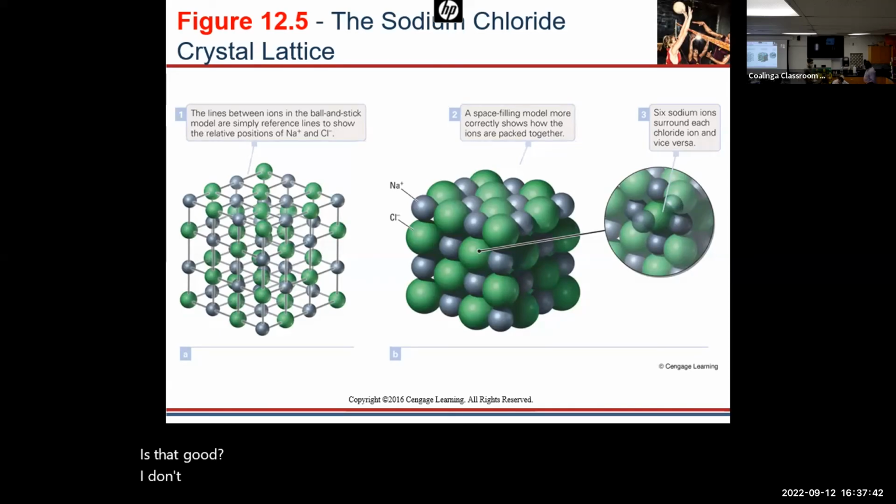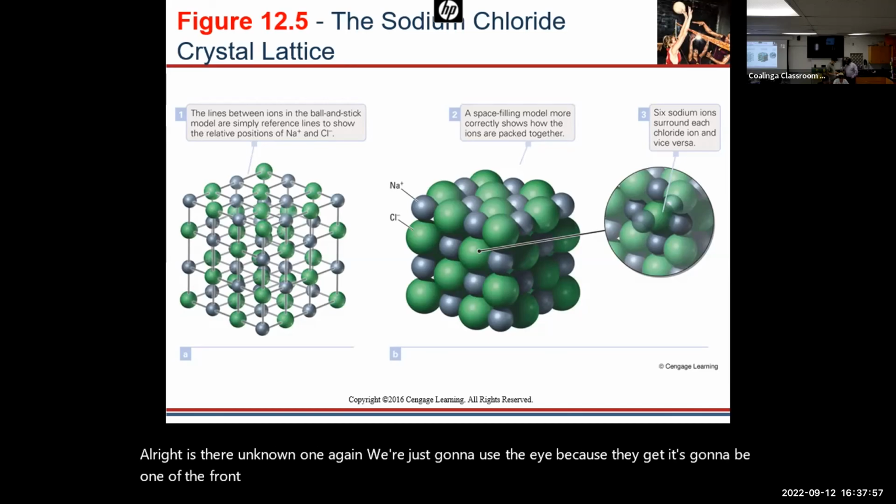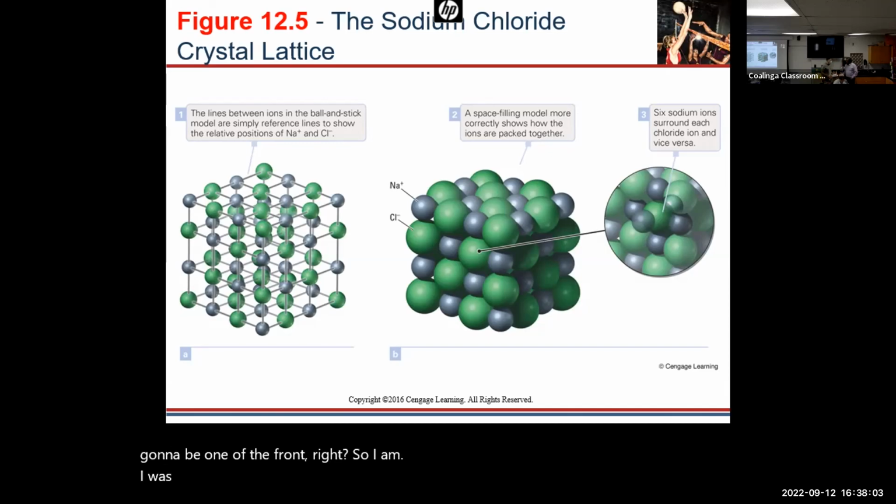Don't know what to do? So what would you like for the chloride? Is there an unknown that you want to get? We're just going to use the iron, because it's going to be one of the two, right? Iron 3, yes, I remember. Okay, so number 4. Let's see if we get number 4 yet. I got it set up, or the formula, number 4.